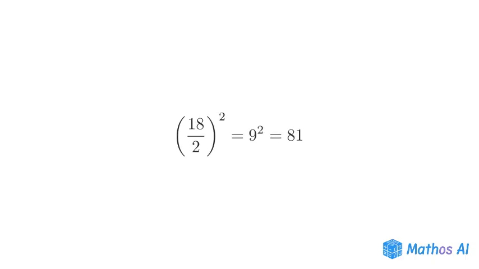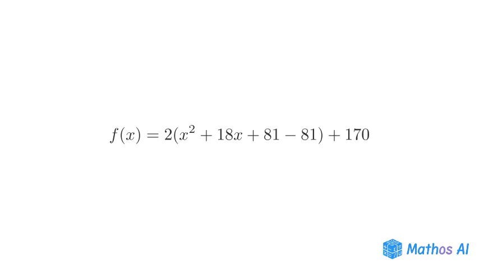Next, we need to complete the square inside the parenthesis. We take the coefficient of x, which is 18, divided by 2 to get 9, and then square it to get 81. We add and subtract this 81 inside the parenthesis to keep the equation balanced. Now, we can rewrite the expression as a perfect square trinomial, (x + 9) squared.